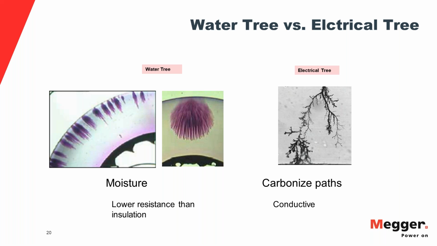So a customer has specified VLF, PD, and tan delta for commissioning tests of cable that they've installed. Do we really have to do all three? And if not, which ones should we recommend?